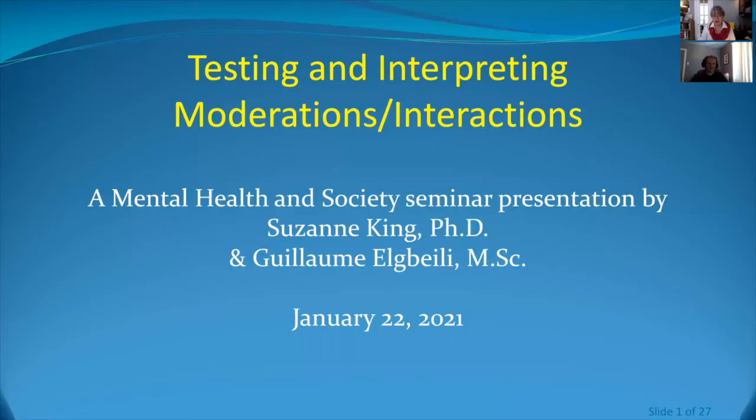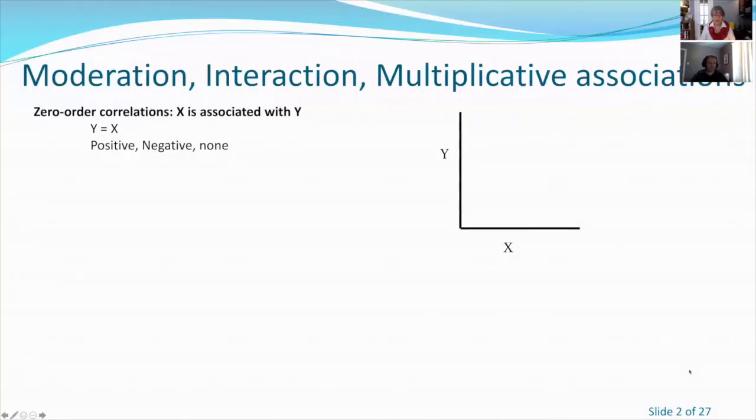So this seminar is about testing and interpreting moderations and interactions. I'll just start at the very basics. Everybody should know what we mean by a zero order correlation. That is that some variable X, potentially a predictor of psychopathology, for example, is correlated or associated with some outcome Y. That association could be positive, where if there's more of X, you have more psychopathology Y. It's also possible that the association could be negative, where more of this environmental factor X is associated with less psychopathology. But as happens more often than we would like, we find that there's no association, that the level of Y or the outcome is totally unrelated to the level of X.